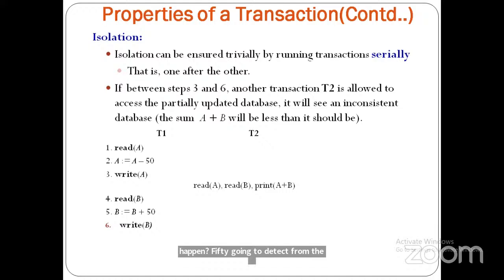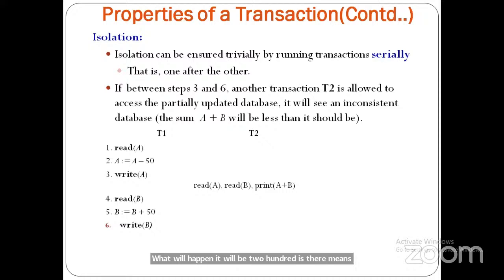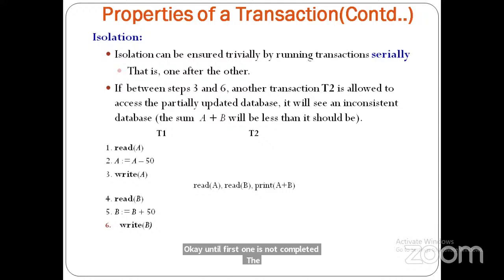It will be 200 minus 50, so 150 will be there. Next, after reading and writing, we have to print A and B, right? Next, if B plus 100 is there, it will read the B value. So data used during execution of a transaction cannot be used by another until the first one is completed. Until the first one is completed, the second transaction will not be done.